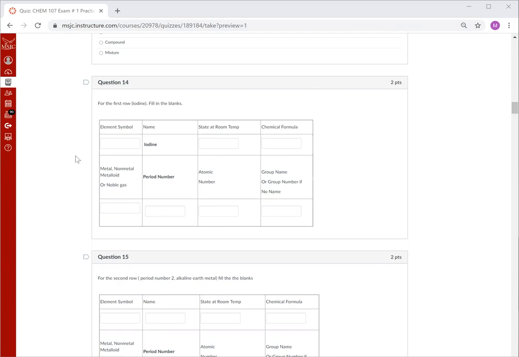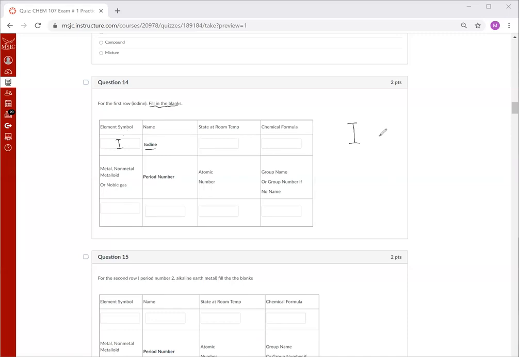So in this case, we're asked to fill in the blanks. So given a small amount of information, we're asked to fill in the blanks for the following problem. So we're given just iodine, and we're asked to figure out the symbol, state, formula, and fill in the rest of the blanks. So iodine. So looking at iodine in the periodic table, what is the symbol for iodine? I. I, okay, perfect.